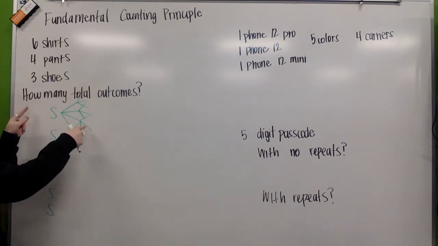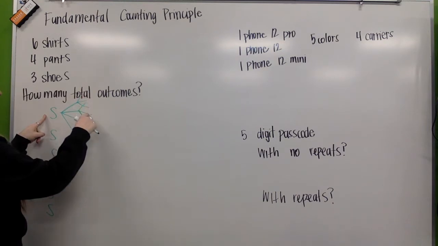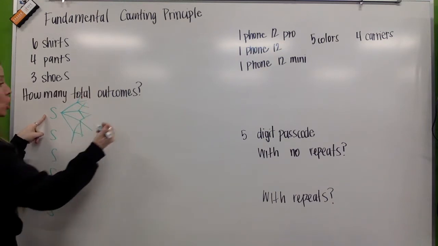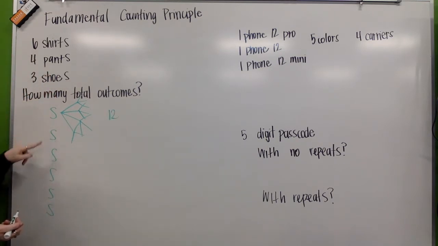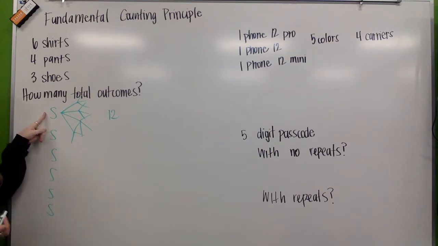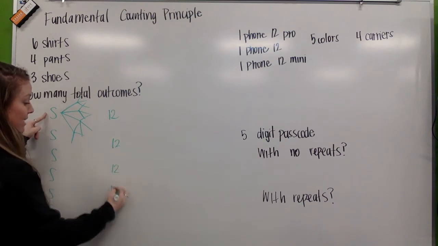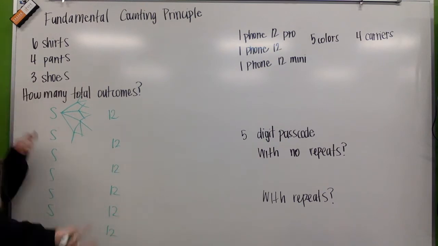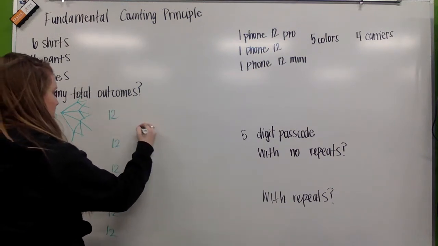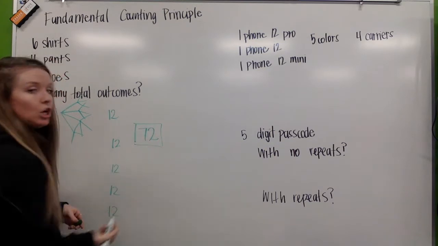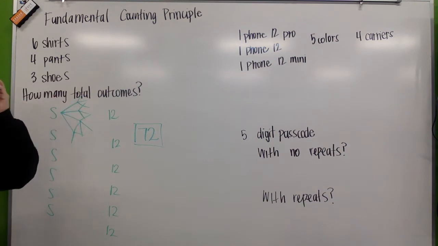But look at that. From one shirt, we have 1, 2, 3, 4, 5, 6, 7, 8, 9, 10, 11, 12 outfits. Well, I've got 6 shirts, so that's going to happen each time. That's a big tree. That right there is, I think, 72 total outfits. And that's going to be a crazy messy tree, right?